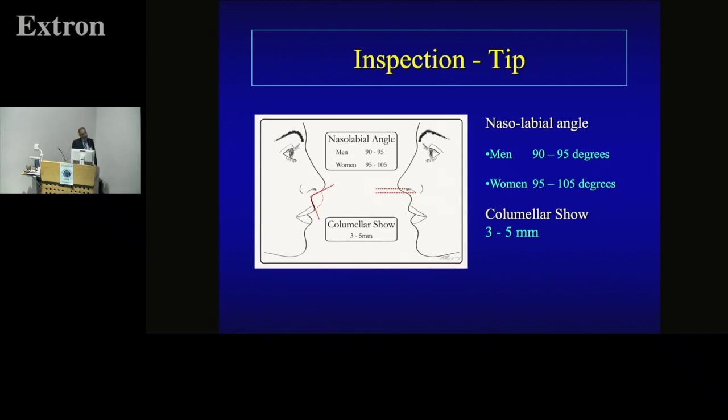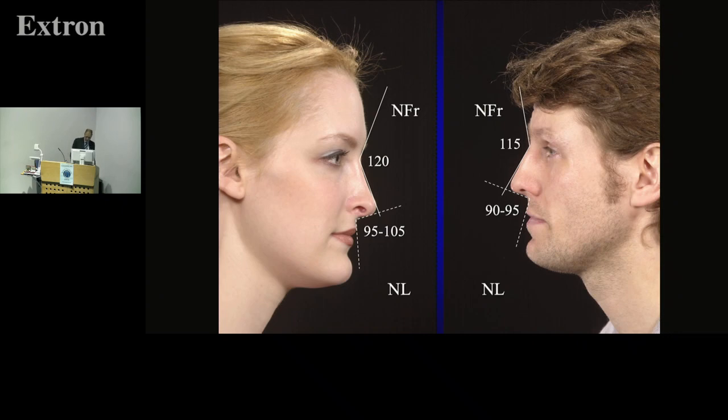And columella show, interestingly, all the papers say 3 to 5 millimeter, and I really think 5 is too much. Nowadays, 5 is really big. I think the maximum should be 3 millimeter, but we're still showing that. Here are the male and female differences. Nasofrontal is a bit more obtuse here, and again, the nasolabial in women is more obtuse than in men.